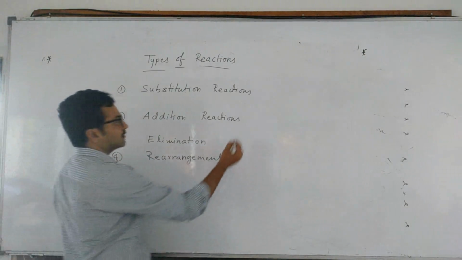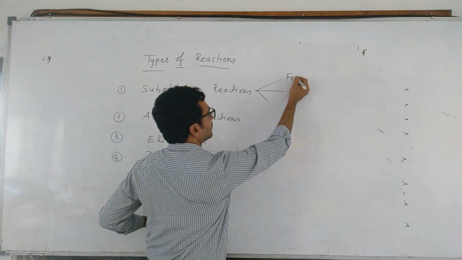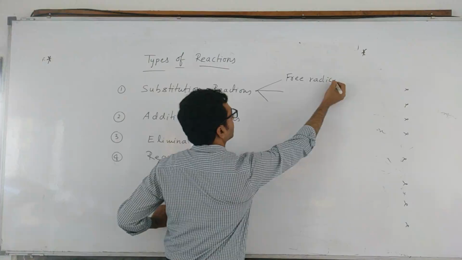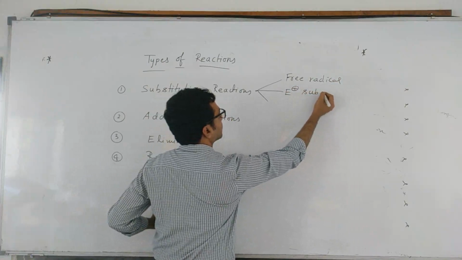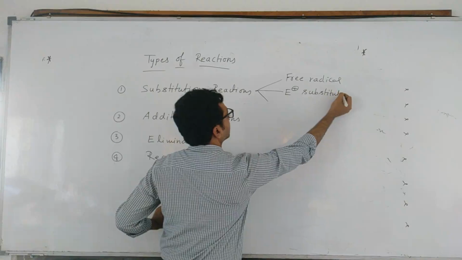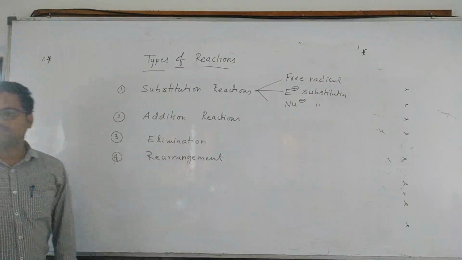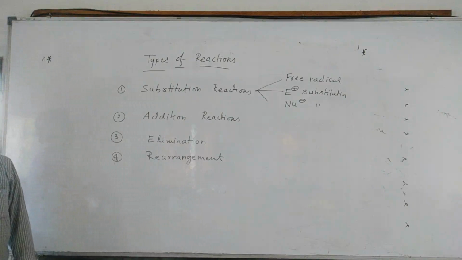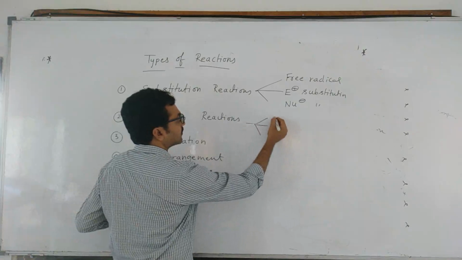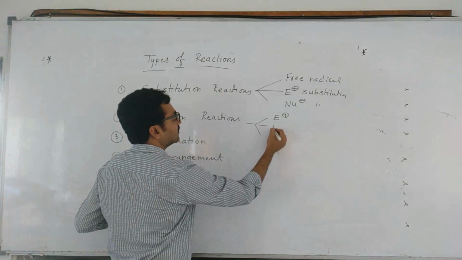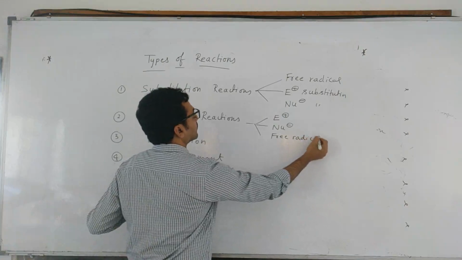So these substitution reactions are again further classified into free radical substitution, electrophilic substitution, and nucleophilic substitution. Okay, so substitution reactions are further classified into electrophilic, nucleophilic, and free radical. So addition reactions are also classified into three types: electrophilic addition, nucleophilic addition, and free radical addition. Right?